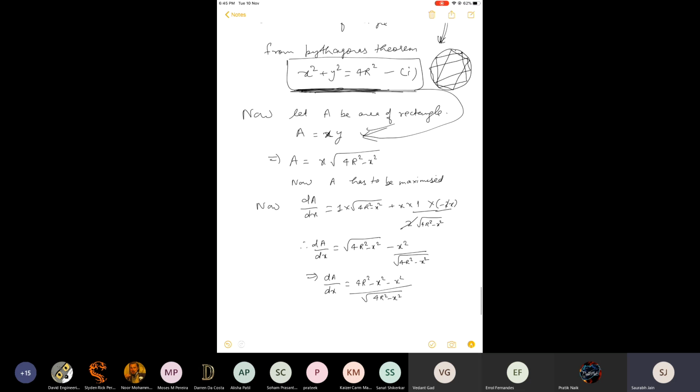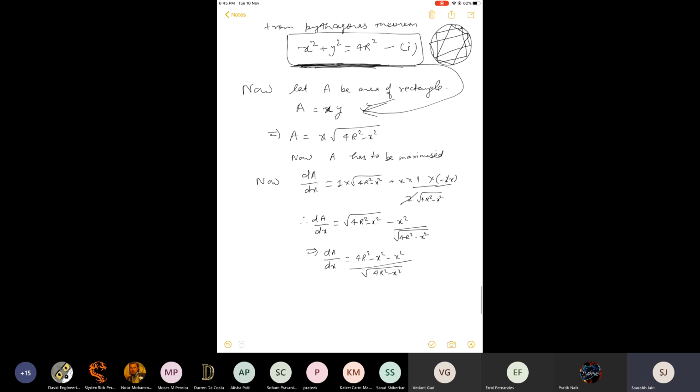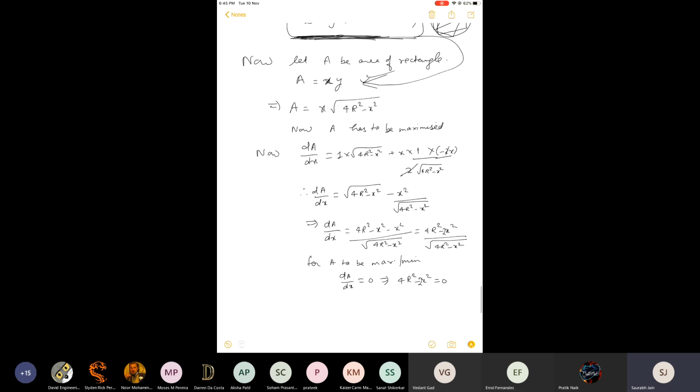See, these calculations make things lengthy. Otherwise, the concept is limited. For A to be maximum or minimum, because we cannot be sure that it will be maximum or it will be minimum only, dA by dx is 0. When you put dA by dx equal to 0, obviously the numerator will become 0. The denominator will go towards the right side, and it will be converted into 0 only. So 4r square minus x square is 0. Here it is 2x square, not x square, 2x square.